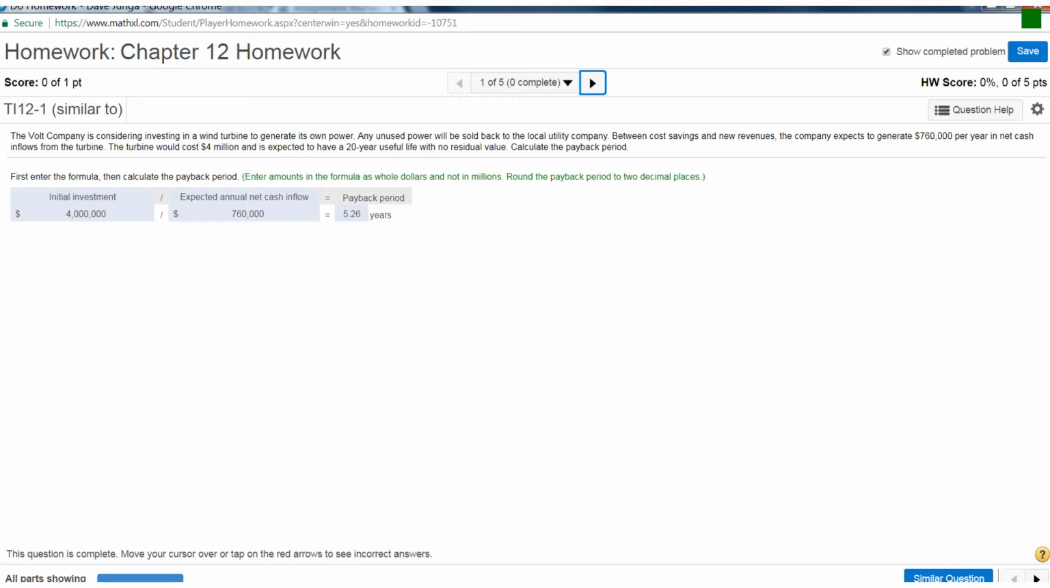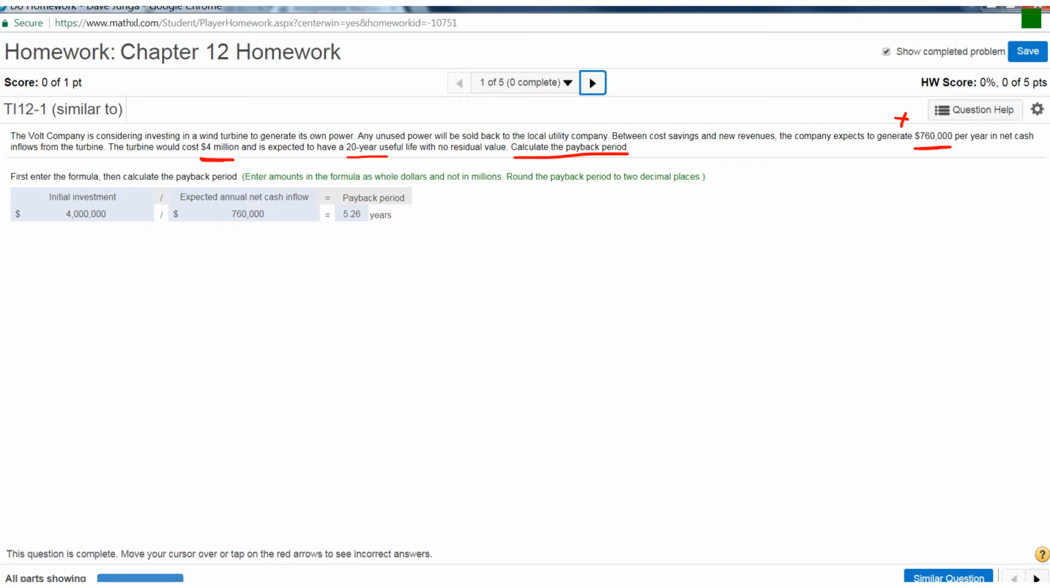The company expects to generate, here we're going to underline this, $760,000 per year in net cash inflow. So that's a plus $760,000. Now the cost of this thing is right here. It says the turbine would cost $4 million and is expected to have a 20-year useful life with no residual value. The problem says calculate the payback period.